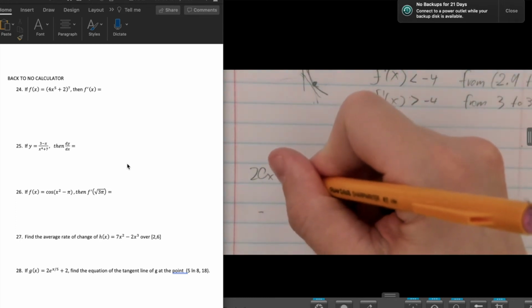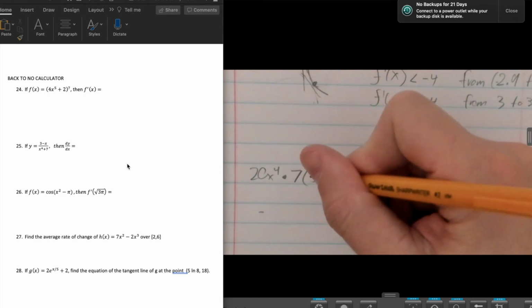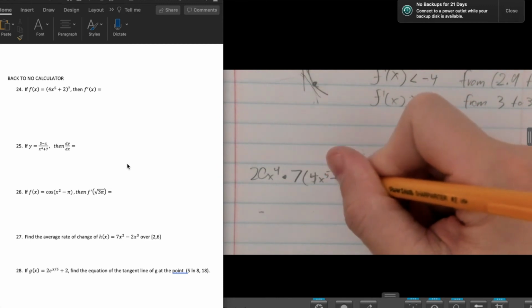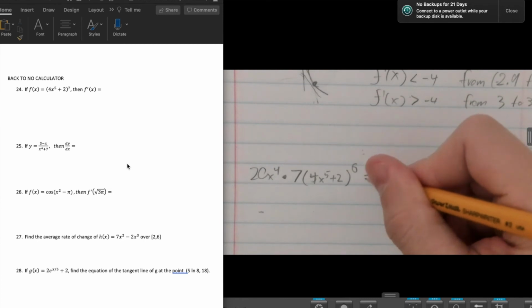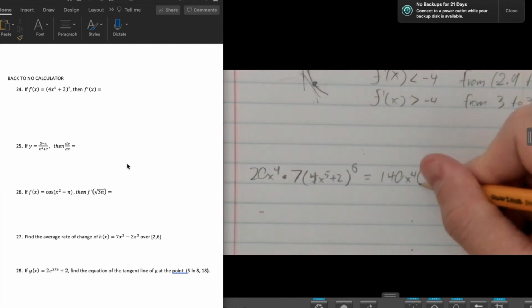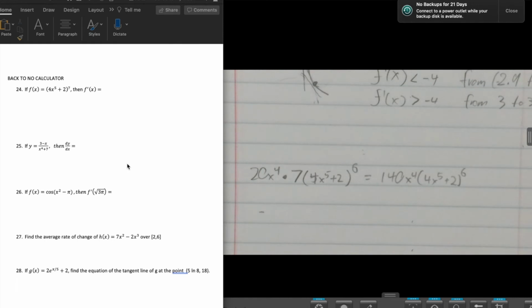Then we're going to do the power rule. We're going to drop the 7 down. We're going to put the algebra back inside, 4x to the fifth plus 2. And now we reduce the power by 1. And probably the only other thing you'd have to do here is simplify and write 140x to the fourth, 4x to the fifth plus 2 to the sixth. So I would call this a basic chain rule question.